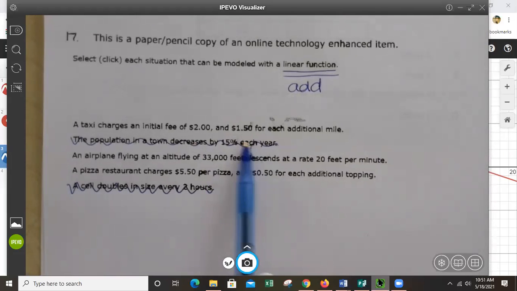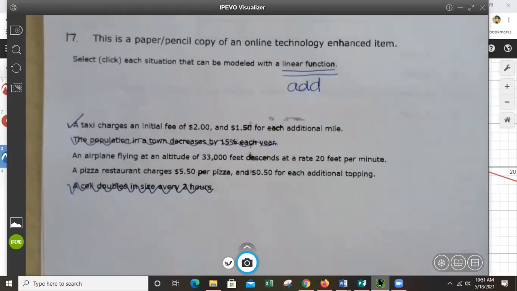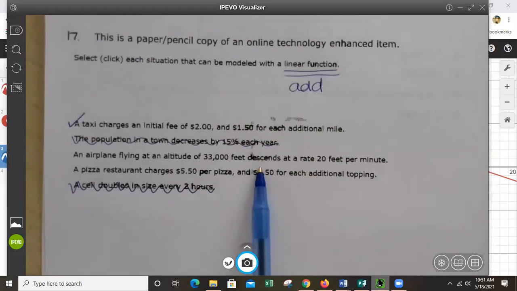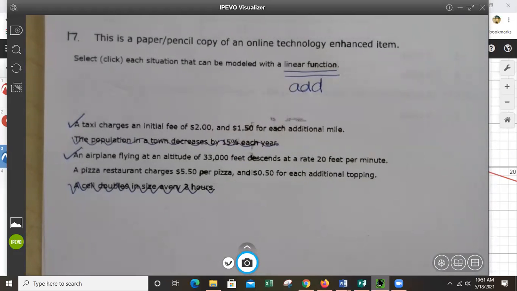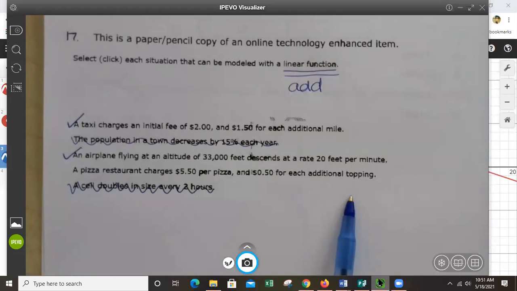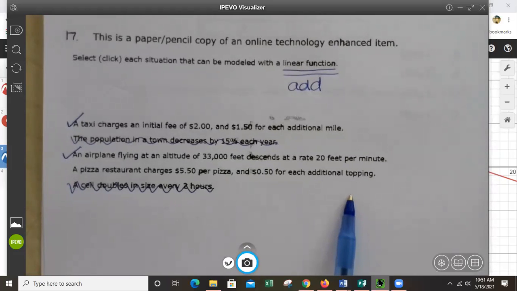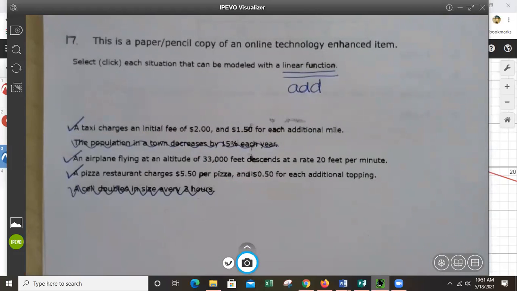So this one says 150 for each mile. So 150 plus 150 plus 150. So this one is an answer. This one says an airplane flying at an altitude descends. That just means it goes down at a rate of 20 feet per minute. So 20 feet 1 minute, 20 feet the next, 20 feet the next. That's constant. You guys see how it's still 20 feet. And then the next one says a pizza restaurant charges $5.50 per pizza and 50 cents for each additional topping. So 50 cents for each additional topping, plus 50, plus 50, plus 50. That's constant, right? So all three of these would have been your answer. Okay, so remember, we don't want multiply and we don't want percent if we're talking about linear.